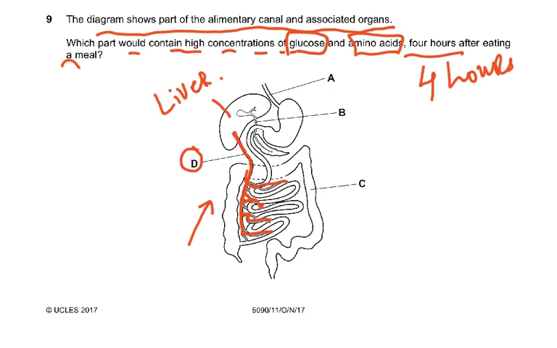So why would it contain high concentrations of glucose and amino acids? Because they would be digested and absorbed and would enter the hepatic portal vein. The food stays in the stomach for a few hours and then it will move into the small intestines. So the answer to this was D, which is the hepatic portal vein, which would be very rich in glucose and amino acids after eating a meal.